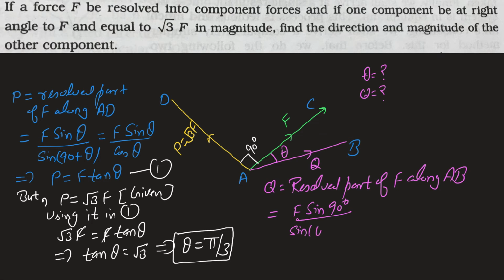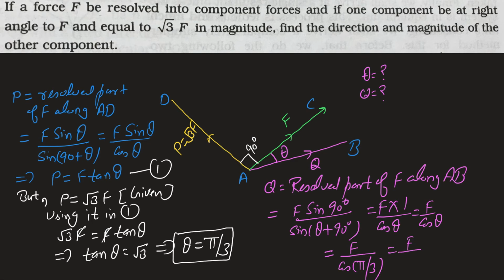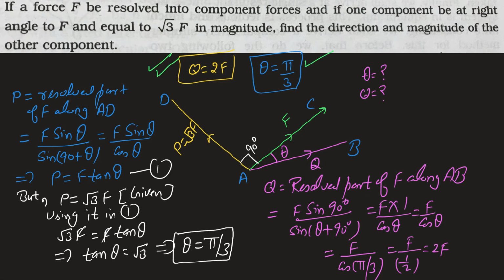So sine of the sum of the angles, you write the sum of the angles, this will be F. Sine 90 is 1, F over sine of theta plus 90 degrees, second quadrant, is cos theta, so this is equal to F by cos theta. F by cos theta with theta pi by 3. So you know cos 60 degrees is 1 by 2. So this will be 2F. So we have determined that component Q is equal to 2F and theta is equal to pi by 3. These both things were required to be determined. So this is the second question.